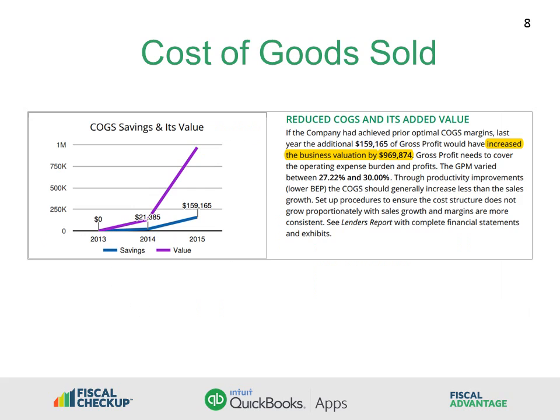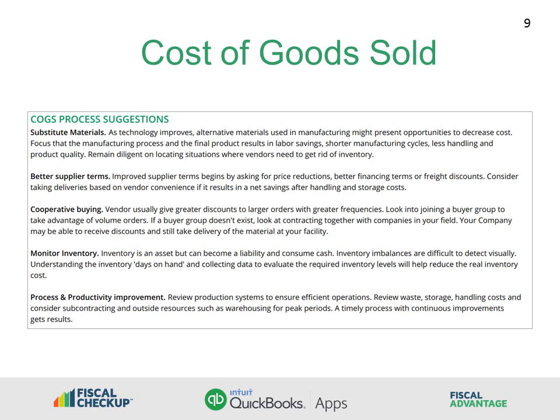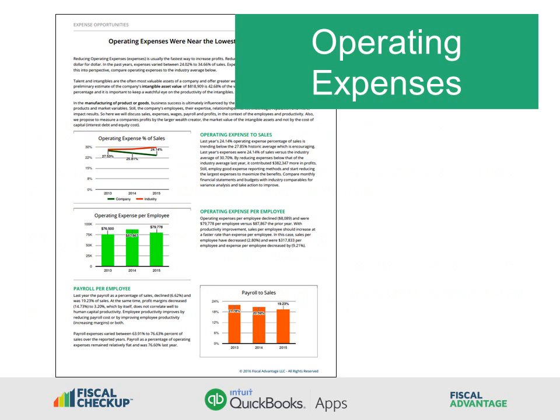Since profitability is directly correlated to business value, the software shows how much value is impacted by the changing margins. In the narrative, we give the specific impact in business value. Finally, we offer some basic suggestions on ways to reduce the cost of goods sold expense.